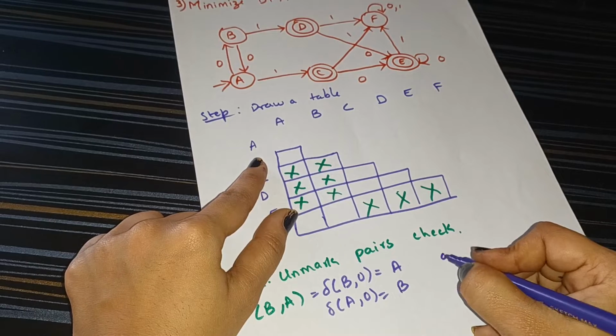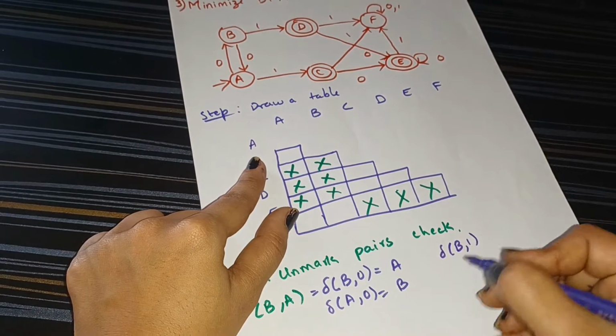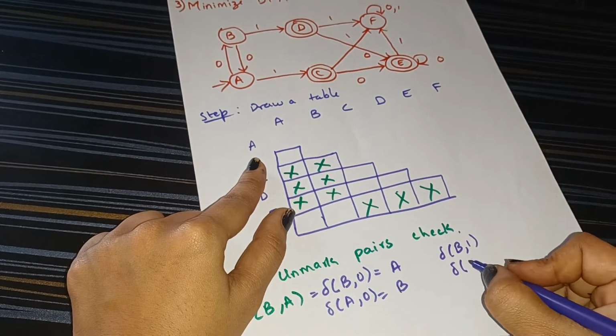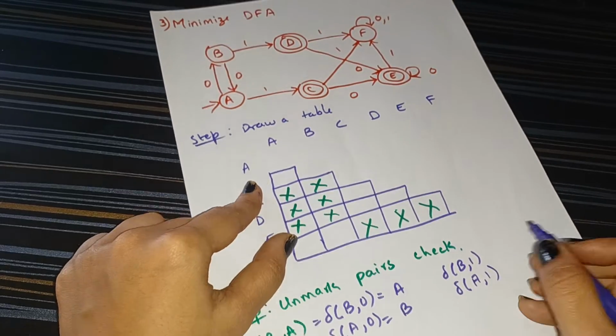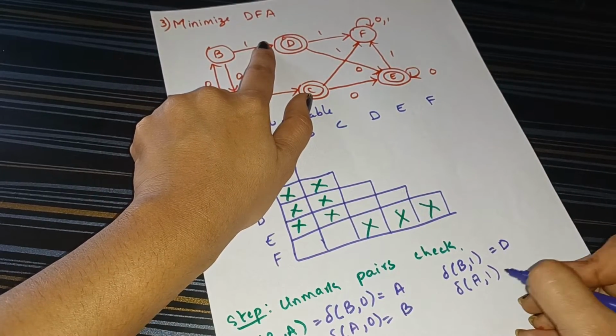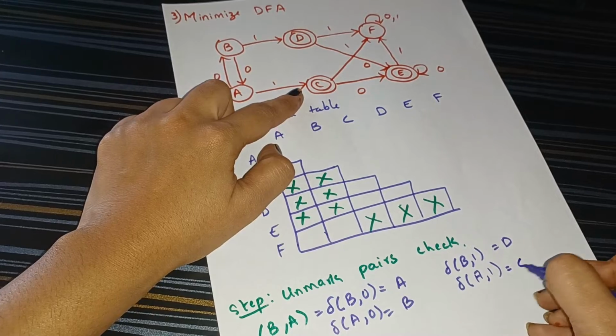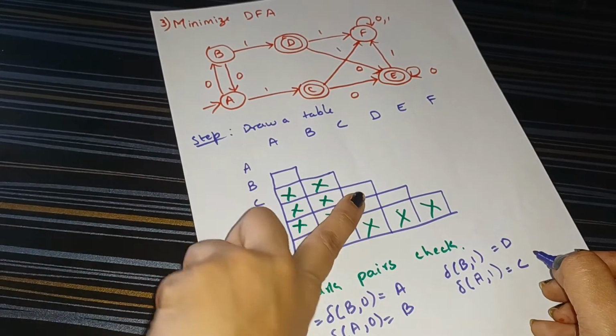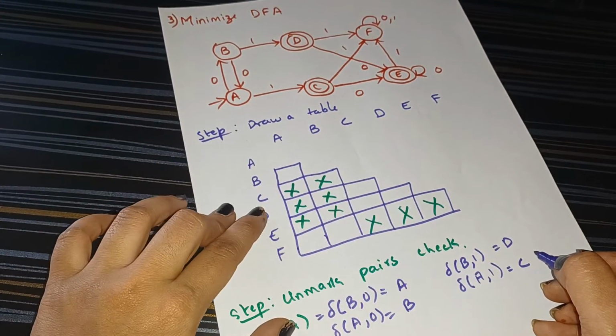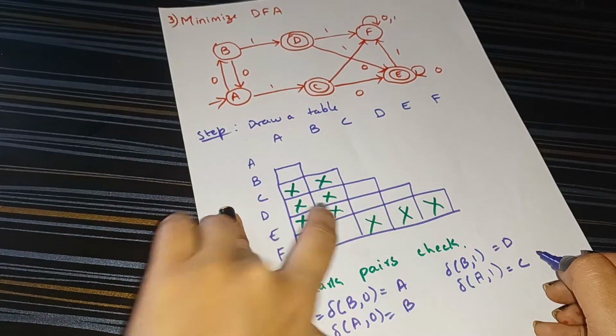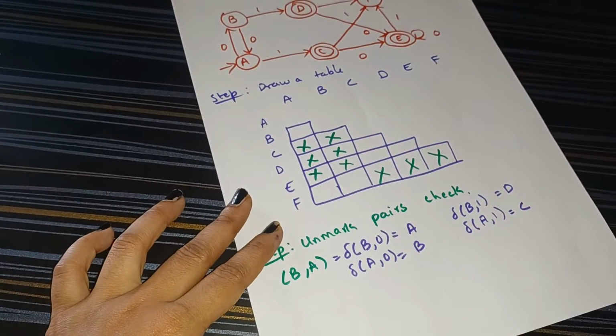So again we have to check the transition of B on 1 and the transition of A on 1. B on 1 is going to D, A on 1 is going to C. Is DC marked? DC is also not marked. So we have to leave it as it is.